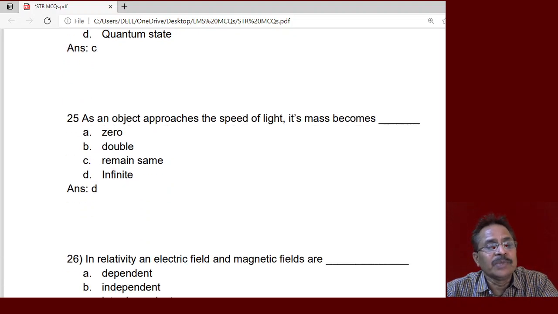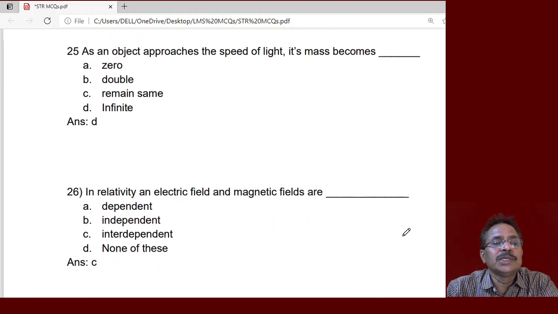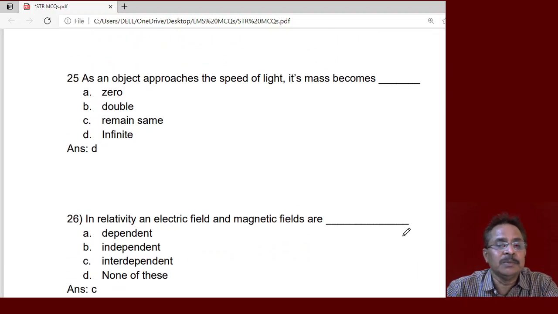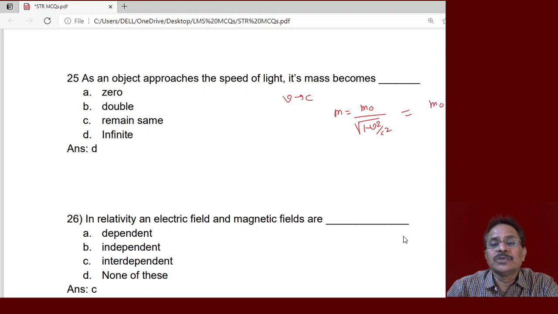Then question 25. An object approaches the speed of light, its mass becomes, that is what, when this V is approaching towards C, M is equal to M0 divided by root of 1 minus V square upon C square. This is called the relativistic mass. This becomes M0 upon root of 1 minus C square upon C square. So this C square upon C square is 1. So it is M0 divided by square root of 1 minus 1. That is M0 upon 0, and anything upon 0 is always going to be infinity.